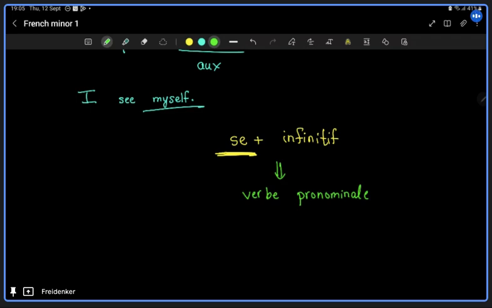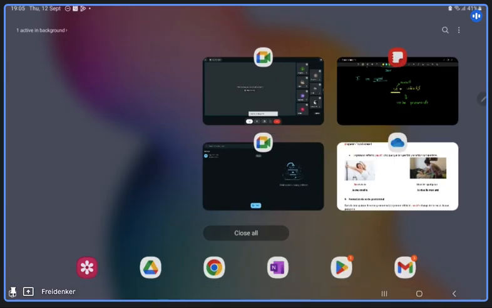You just have to get this. But what does this se mean? Se has a meaning. Se means oneself. But se itself has conjugation. We'll look at se's conjugation.